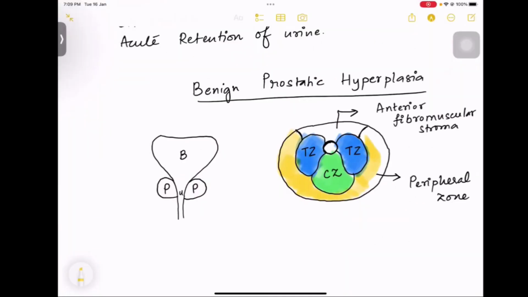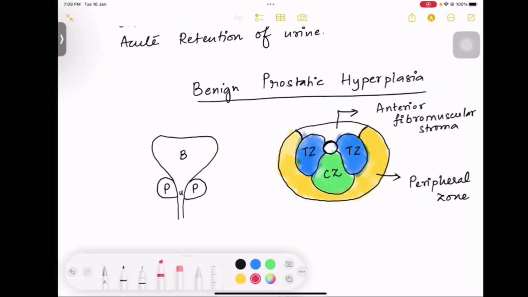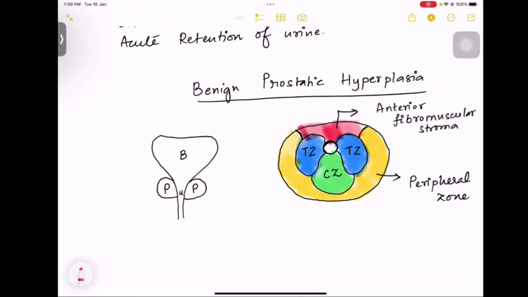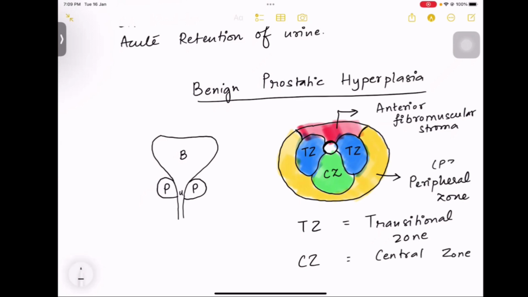Now there is a diagram which I want you all to draw. The first one here is the bladder, and bladder is progressing into urethra, and urethra is surrounded by prostate. Now the second one is a cut section of the prostate in which you have the circle in the white in the center is the urethra, surrounding it is the prostate.